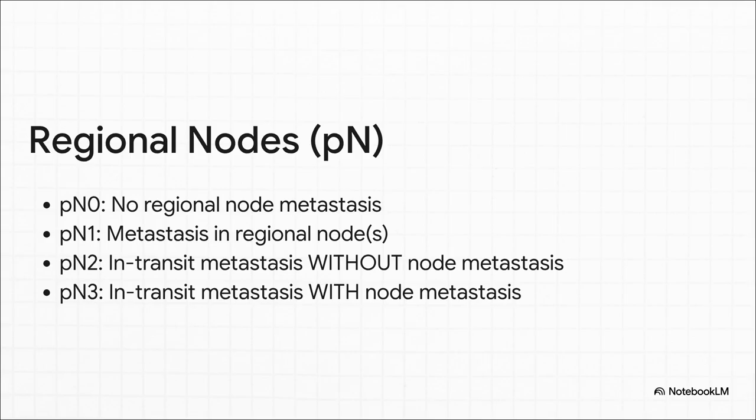This is a little more nuanced. PN0 is easy, no node mets. PN1 means there is metastasis. But then you have these unique categories for what's called in-transit metastases. These are little tumor deposits found in the skin between the main tumor and the lymph nodes. If you find those without any node mets, that's a PN2. If you find them with node mets, that's a PN3.